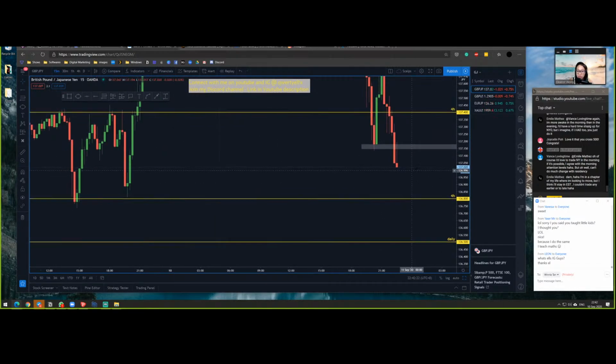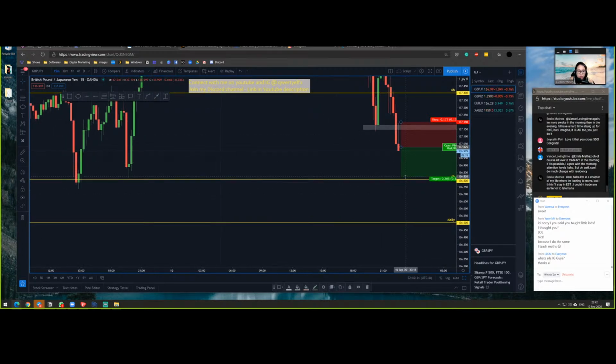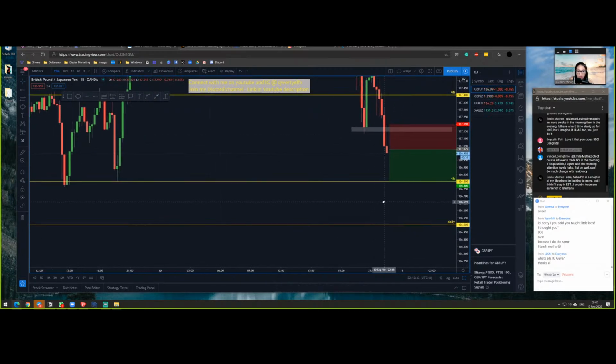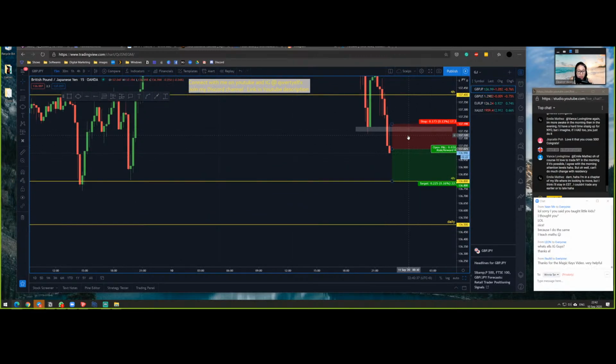Okay, it has moved. Oh, stop. The risk reward might get skewed if you're looking to enter on the close. Yeah, I don't think I'll be in unless it pulls back.